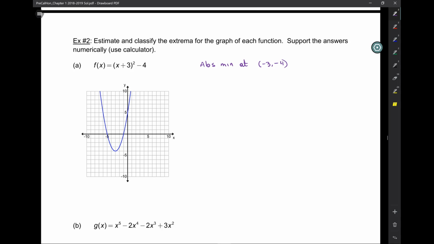Okay, so I'm going to give you a little bit more terminology. We can use that coordinate point in order to describe this function in two ways. So the point is at (-3, -4). We say the location is at x equals -3. And then the minimum value is y equals -4.